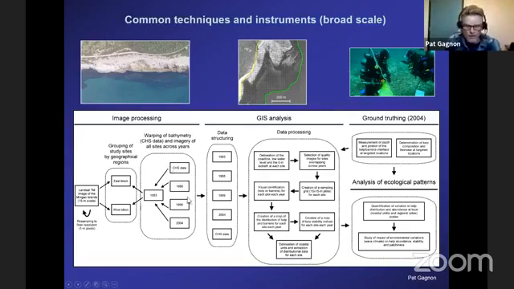Obviously, I don't have time to go through all those steps, but just to give you a broad idea of all the steps you have to go through. They're not complicated. Each of them is kind of easy, but there's a series of them. And so that's perhaps the downside of it, is that it allows you to map stuff over very broad scales, but there's lots of work behind that to get to that point.